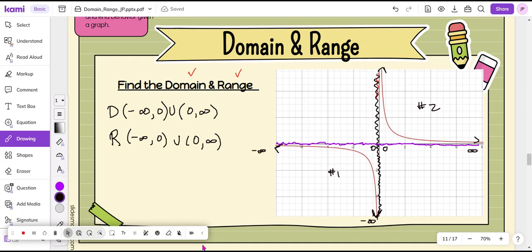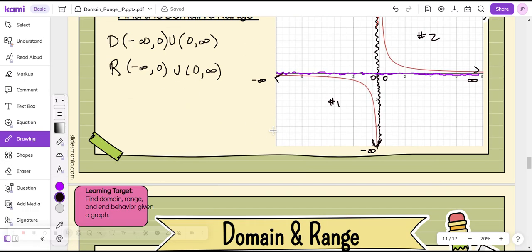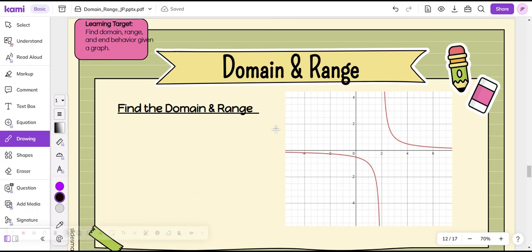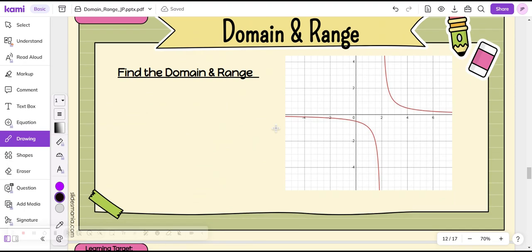A little bit harder because the graph is harder. It has two pieces and they're asking us about domain and range. Let's take a look at this one. This graph has a horizontal asymptote here. Both pieces approach here. We'll call this piece number 1 and piece number 2. And there's a vertical asymptote here at x is equal to 2.